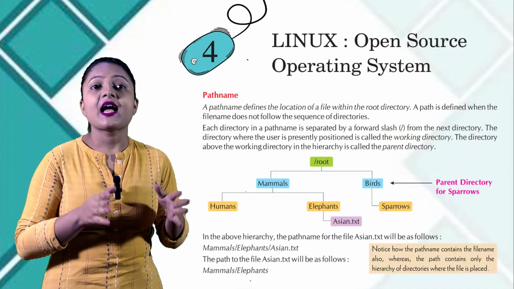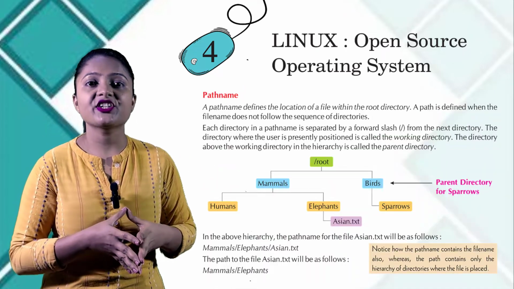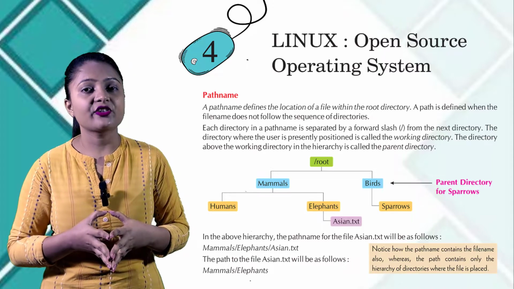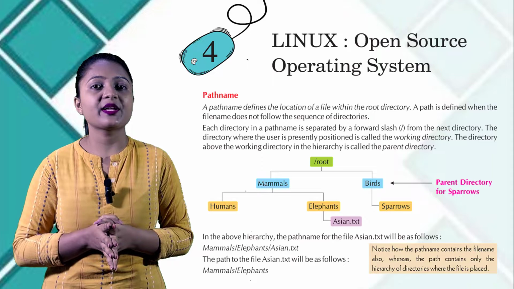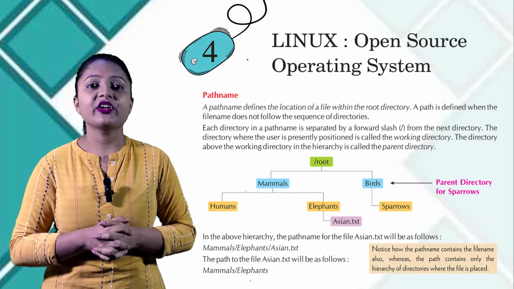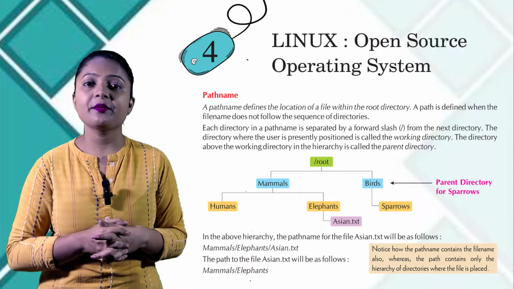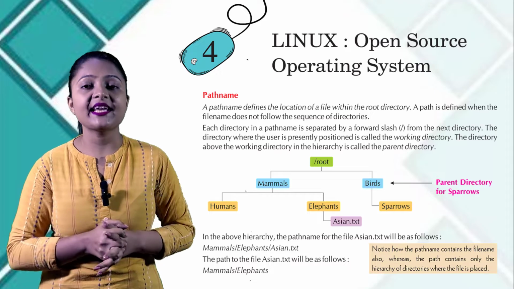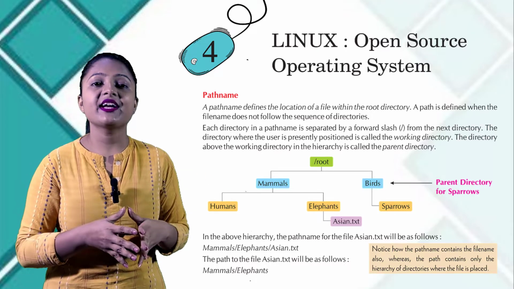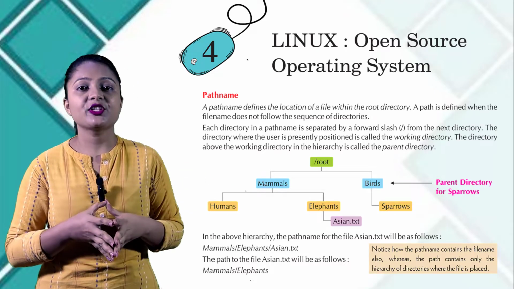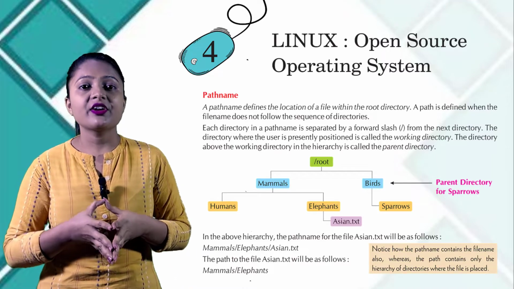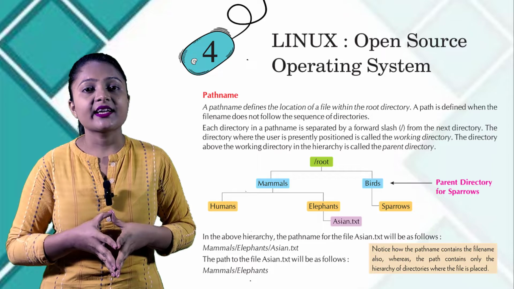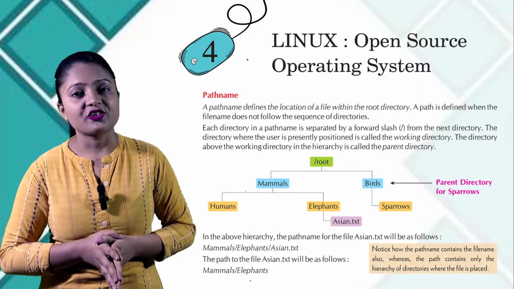Path name. A path name defines the location of a file within the root directory. A path is defined when the file name does not follow the sequence of directories. Each directory in a path name is separated by a forward slash from the next directory. The directory where the user is presently positioned is called the working directory. The directory above the working directory in the hierarchy is called the parent directory.